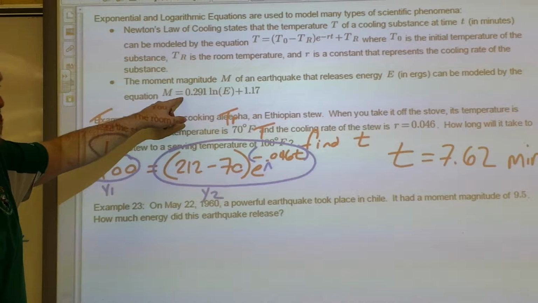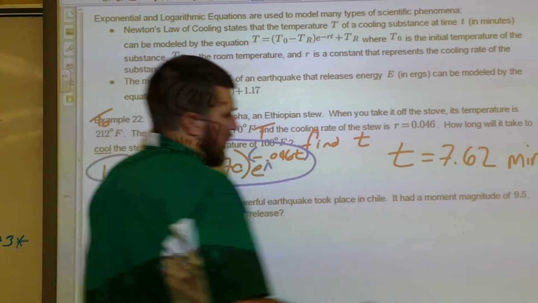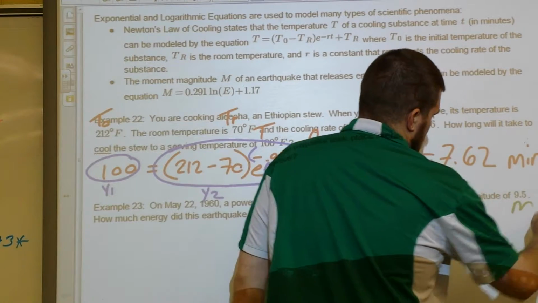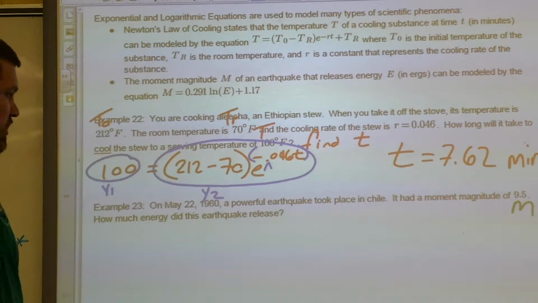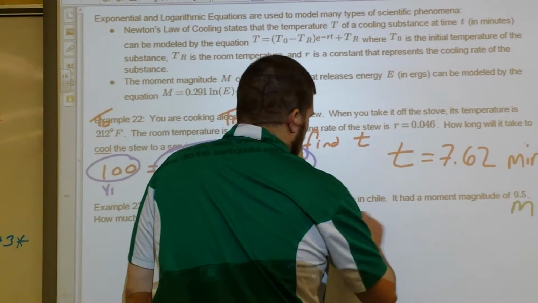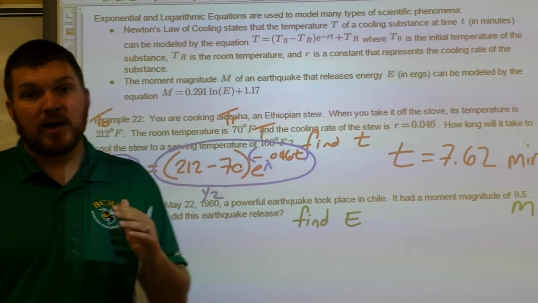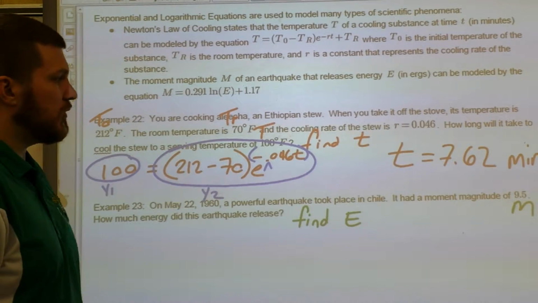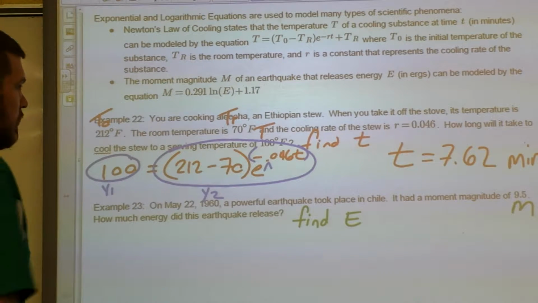Obviously, we're talking about earthquakes, so we're going to use this equation right here. It had a moment magnitude of 9.5, so that's my capital M. We want to know how much energy the earthquake released, so we're trying to find capital E. I always like to write out what I'm trying to find. That way I know exactly what I'm solving for, and there's no question about what I'm plugging in. So let's plug into our formula.